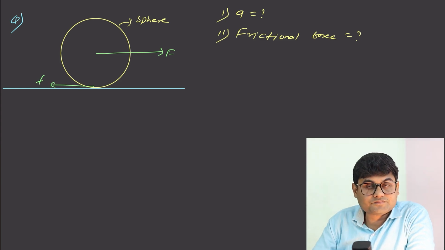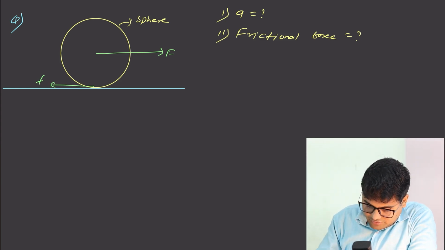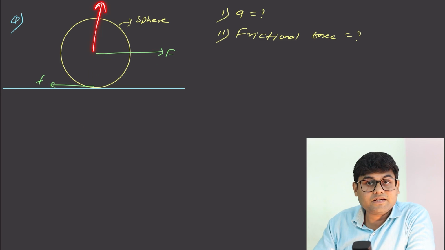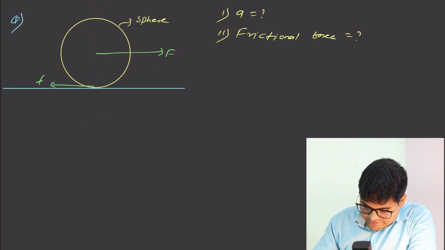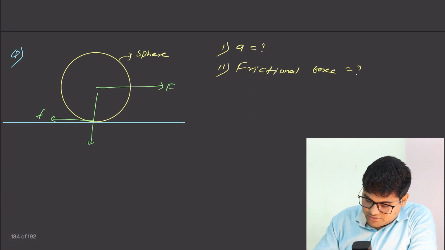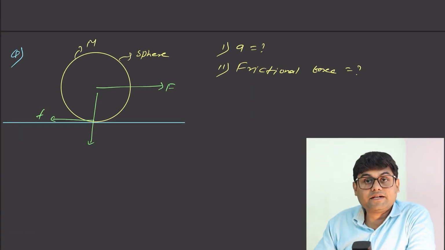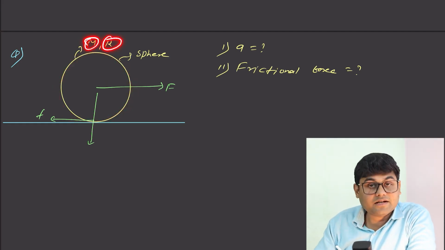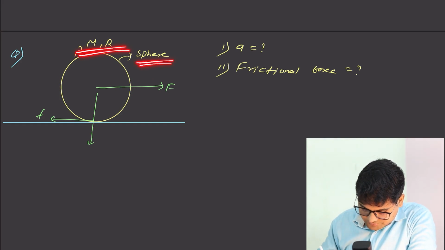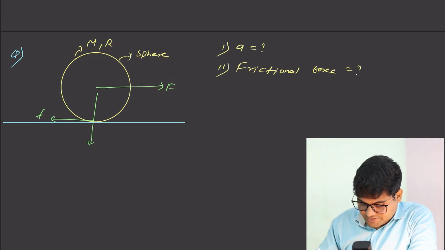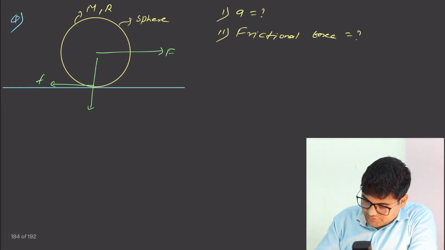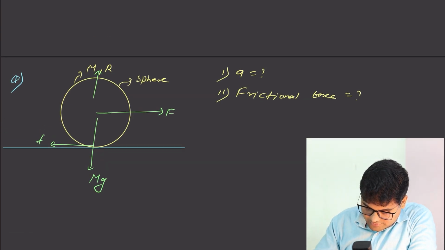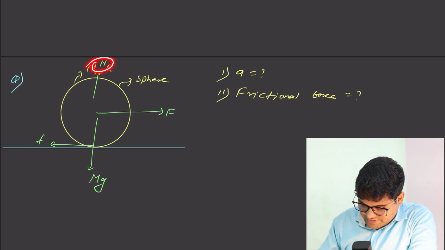Let's call it f. So what are all the forces which are acting? One will be mg in this direction and another will be normal in this direction, in the vertical direction. It is also given that the mass of this object is capital M and its radius is capital R. This is a sphere with mass M and radius R. This F is also given. The mg will act in the downward direction, and normal will be acting in the upward direction because of this surface.